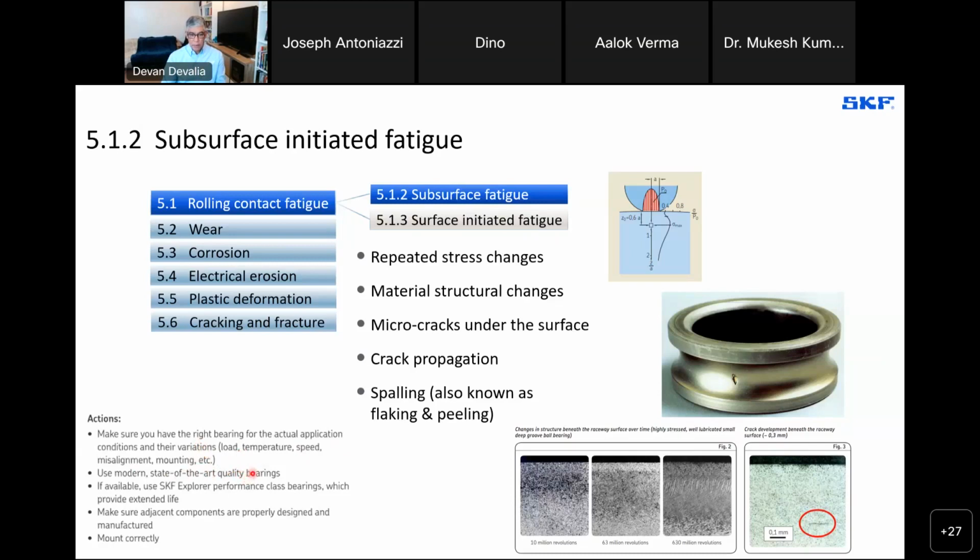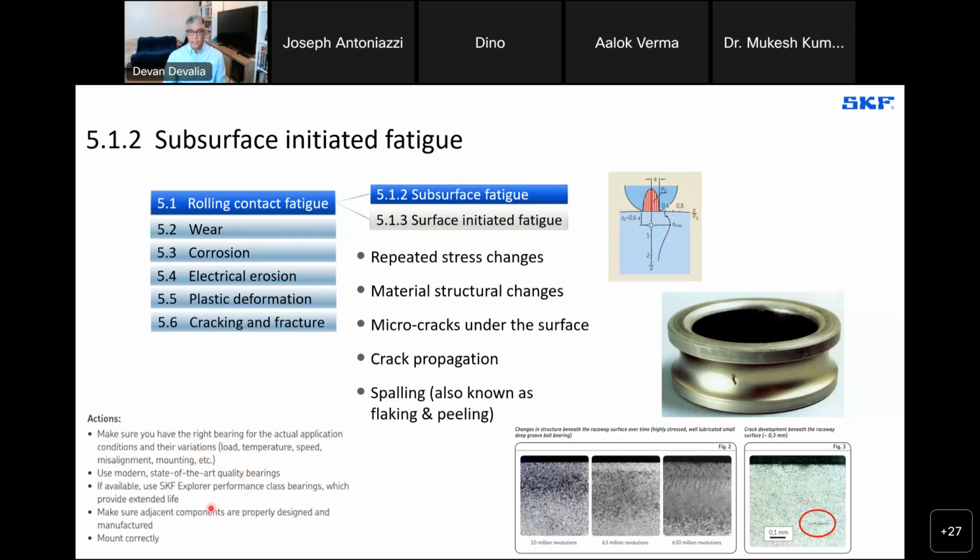Use good quality bearings, of course, ensuring you have as clean steel as possible, quality components, and sized, matched rolling elements, etc., so that we have a nicely distributed stress in the bearing, and make sure adjacent components are well designed.